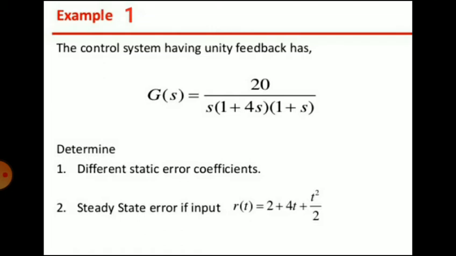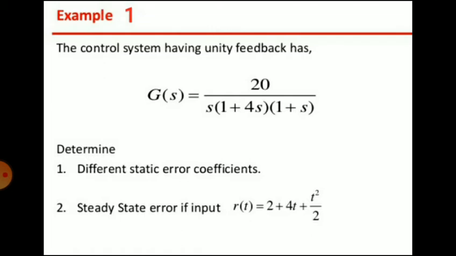And the third input is the parabolic input. The acceleration error coefficient Ka is equal to limit s tends to 0 s square G(s)H(s), and the corresponding steady state error is ESS equal to A upon Ka. So these are the different formulas to solve the examples on steady state error.